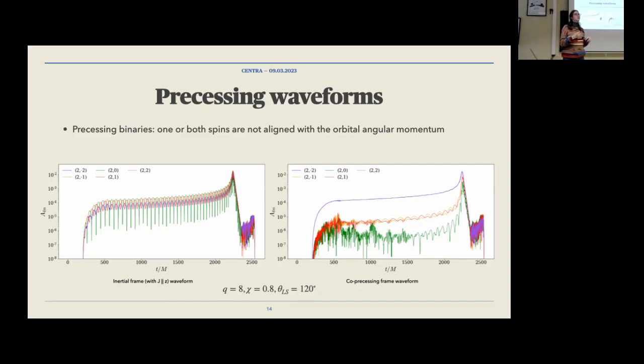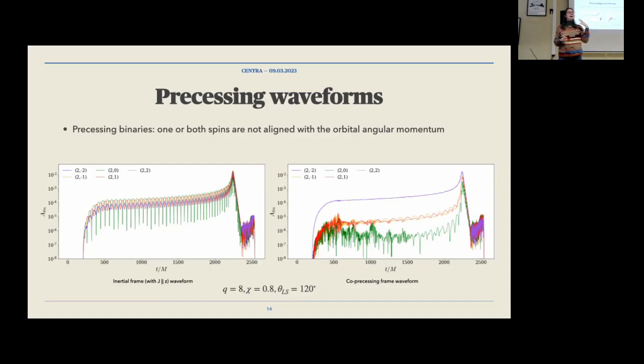And so we can do this in two ways. We can either track the precession of the orbital angular momentum, the Newtonian orbital angular momentum, which will track the orbital plane, or we can track the dominant power emission and transform into a frame in which that dominant power is always emitted in the (2,2) and the (2,-2) modes. And what we get when we transform into this frame, known as the co-precessing frame, is the waveform on the right, which looks very much like an aligned spin waveform.